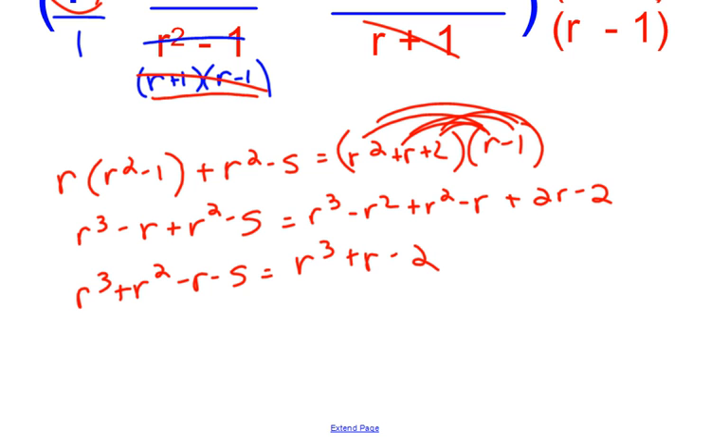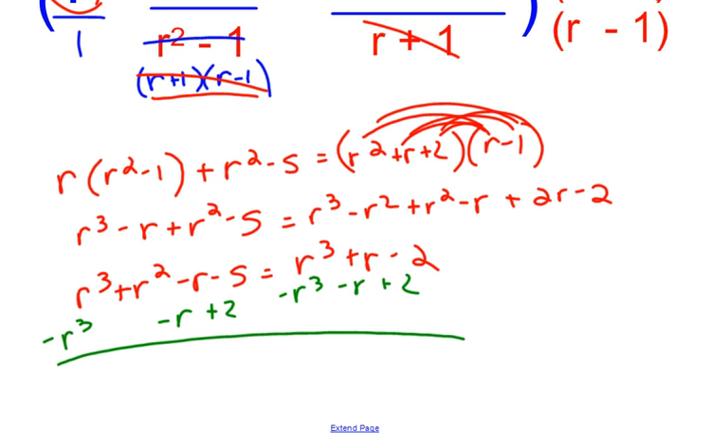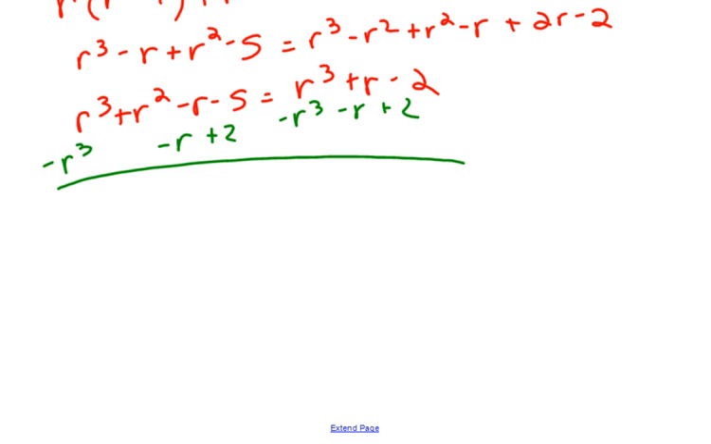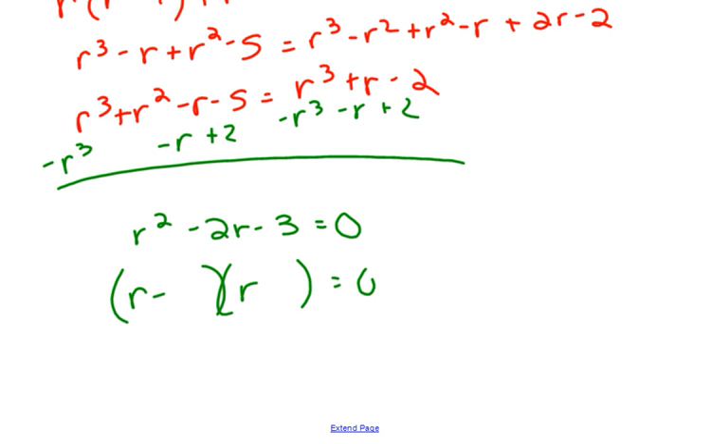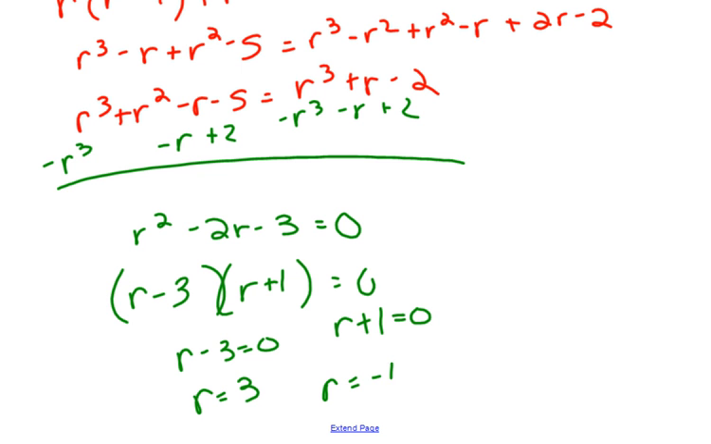So I'm going to move everything to one side. And I'm going to do that in one quick step. Minus r cubed minus r plus 2, minus r cubed minus r plus 2. So I end up with r squared minus 2r minus 3 equals 0. So when I factor this, I get (r minus 3)(r plus 1). So r minus 3 equals 0, which tells me r is 3. r plus 1 equals 0, which tells me r equals negative 1.